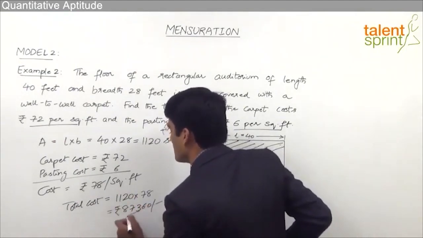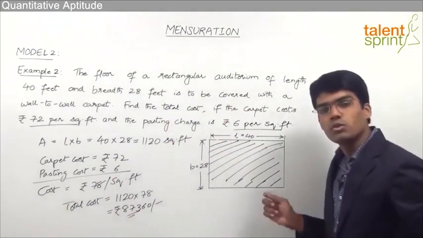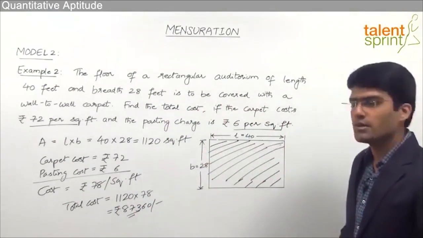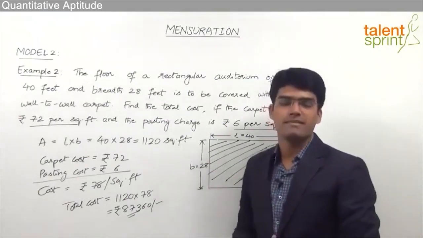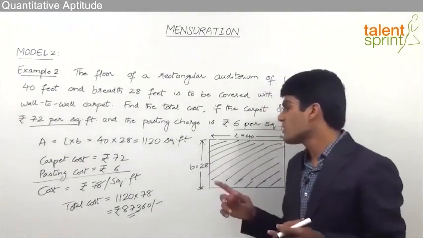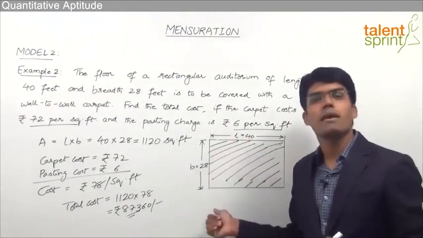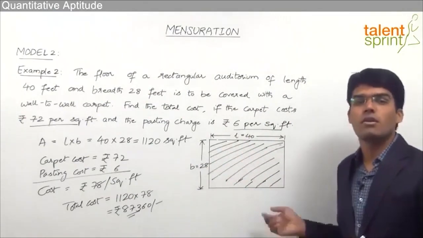87,360 rupees. So we can say that the total expenditure or the total cost of laying a wall-to-wall carpet on this rectangular auditorium will be 87,360 rupees. Similarly, instead of a rectangular auditorium, we can have any other shape. For example, it can be a square hall or it can be a circular auditorium.